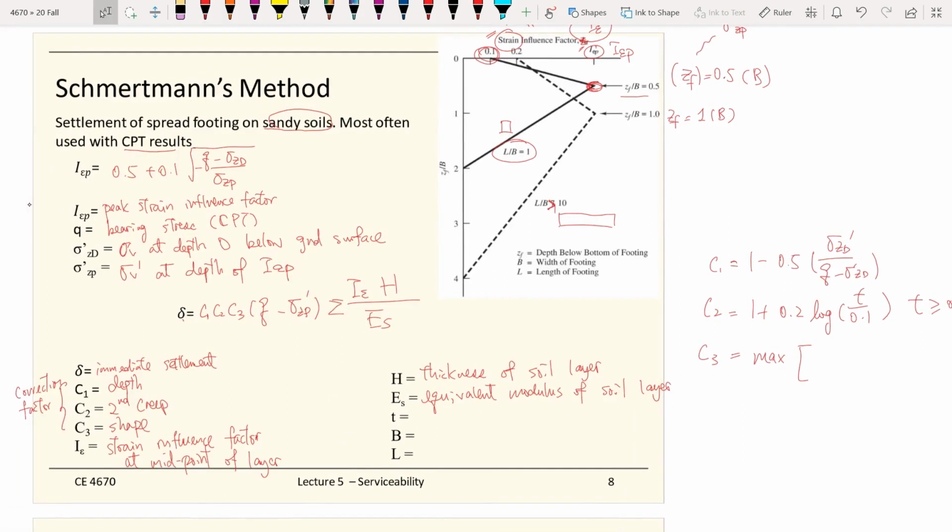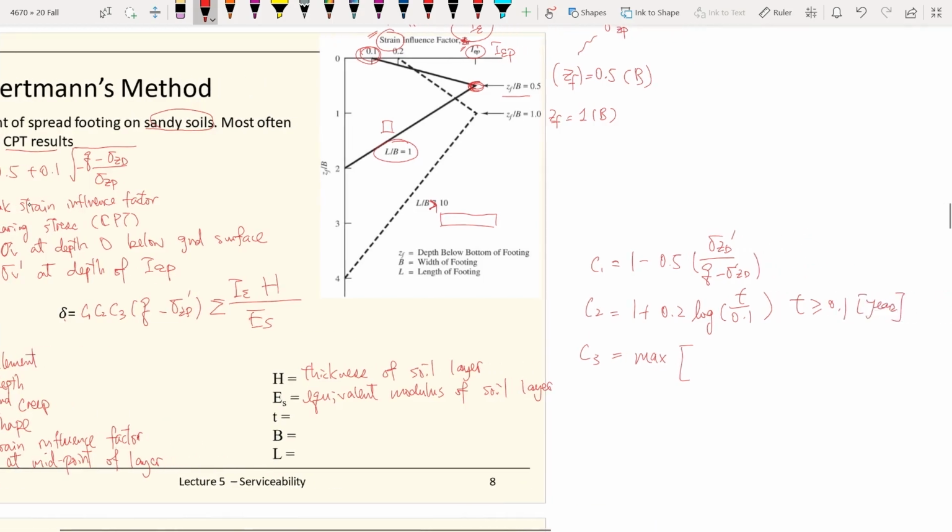So actually the settlements that you try to interpret at the end of the day is not just immediate settlements. It also includes primary and secondary consolidations. So this Schmertmann method is quite powerful. It can help you to interpret the overall settlements for sand, only work for sand.